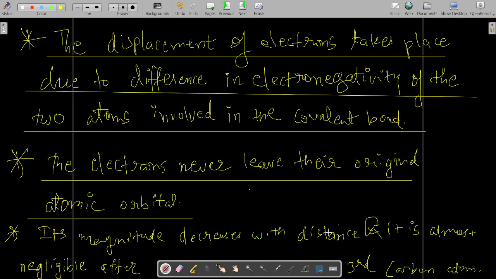So the magnitude decreases with distance and it is almost negligible after the third carbon atom.